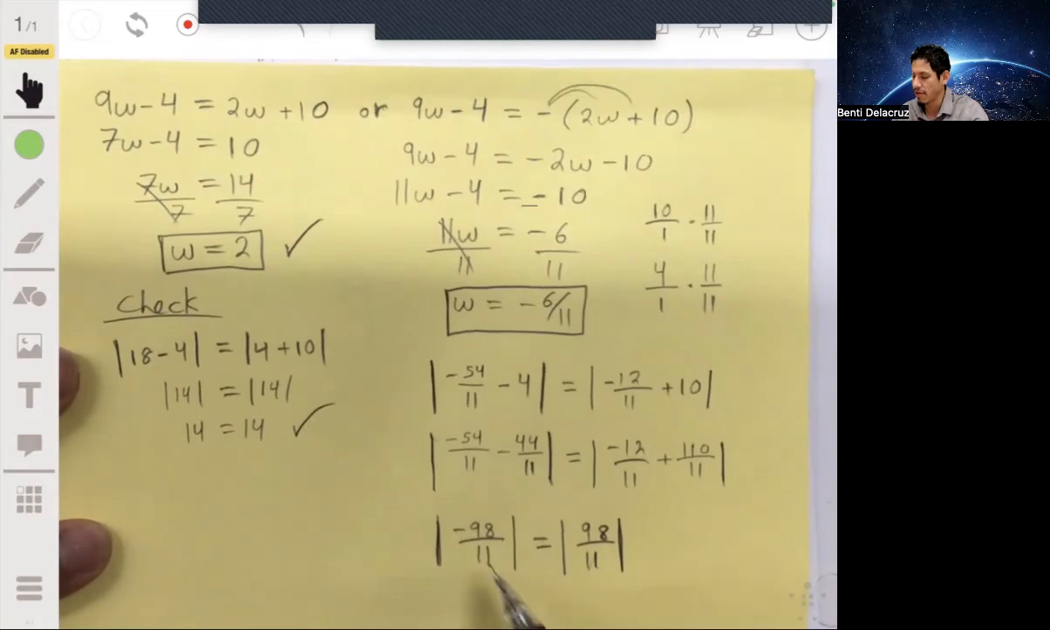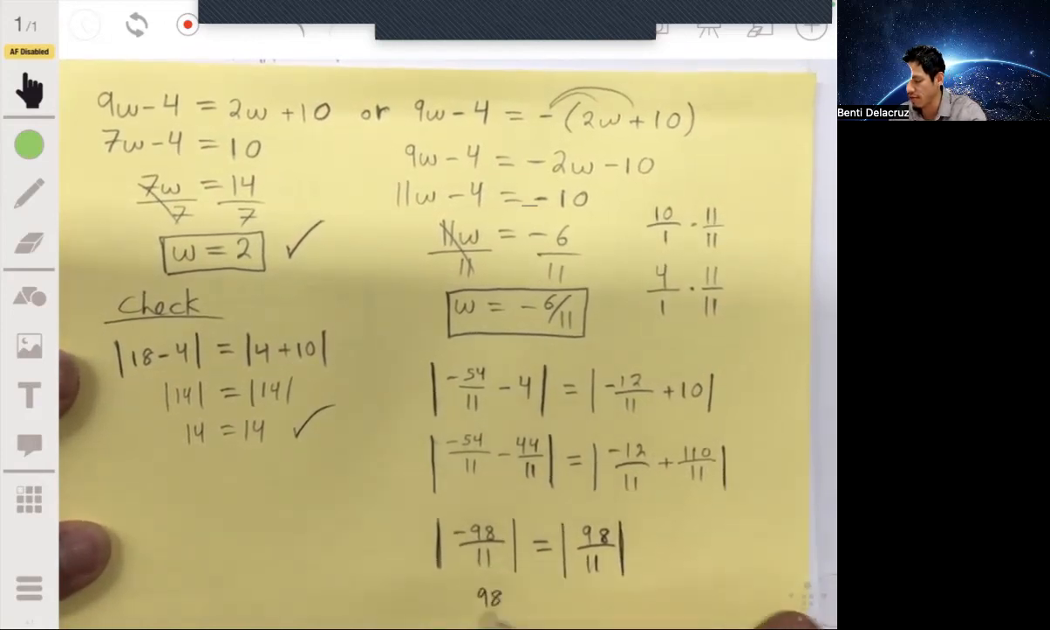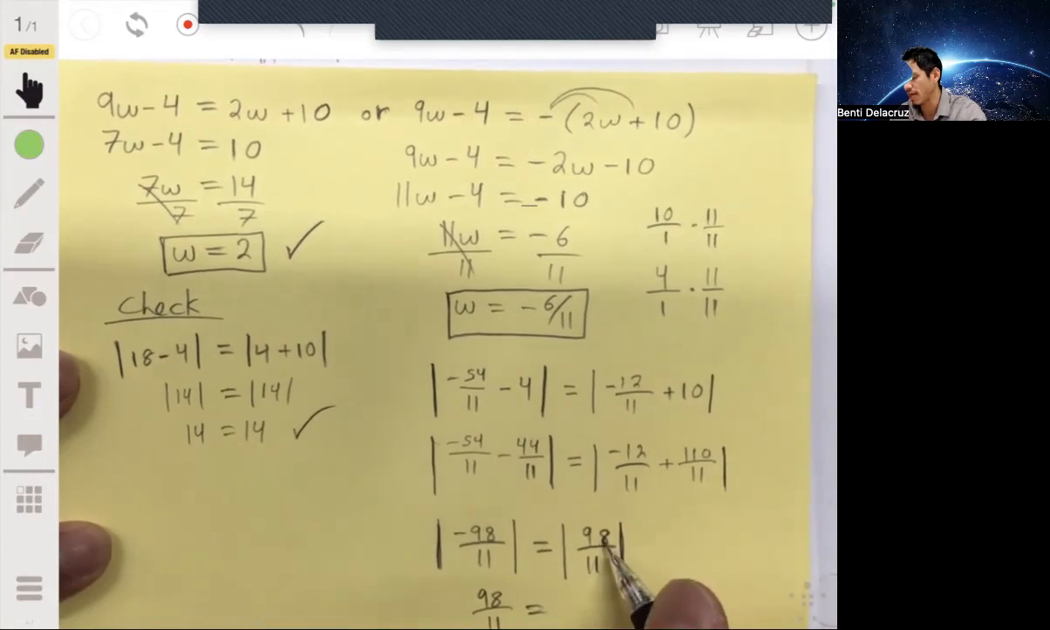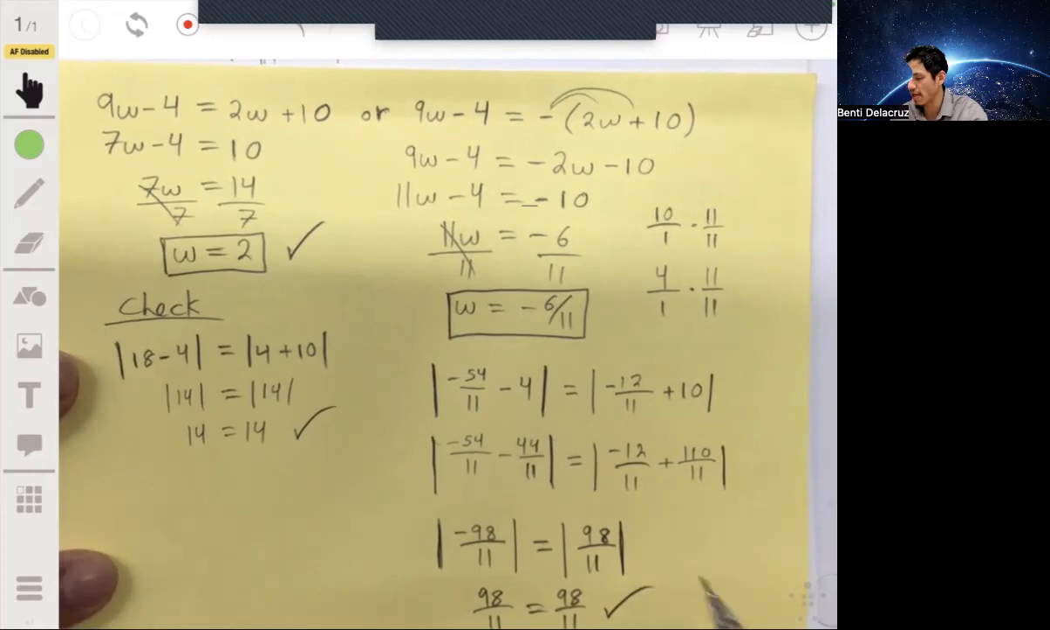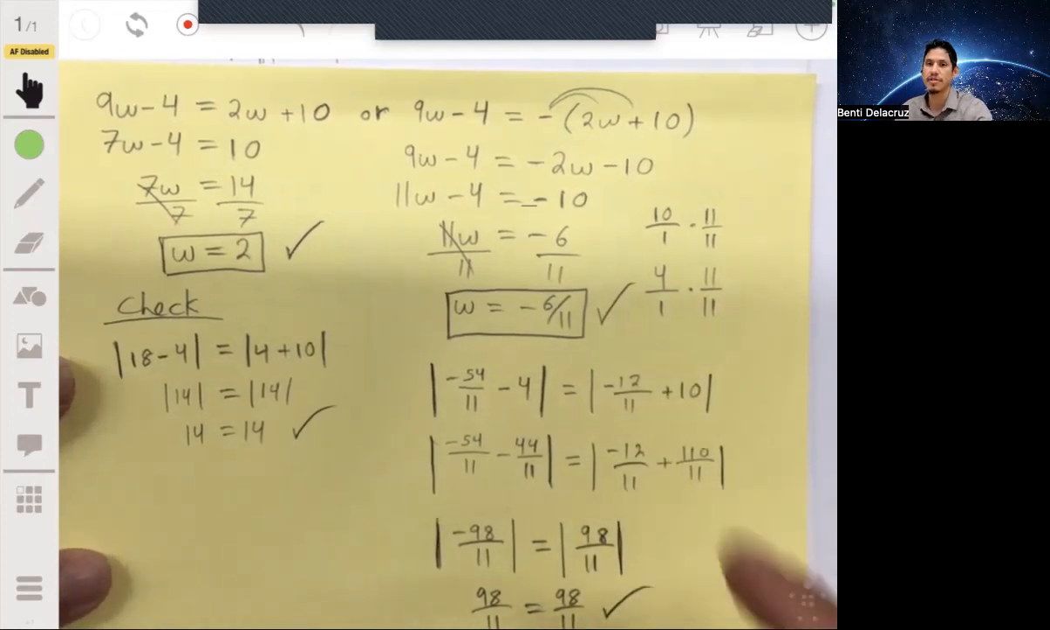And when you take the absolute value of negative 98 over 11, that's just 98 over 11. And the absolute value of positive 98 over 11 is still 98 over 11. So that works. And so you're good. And so both of these are solutions.